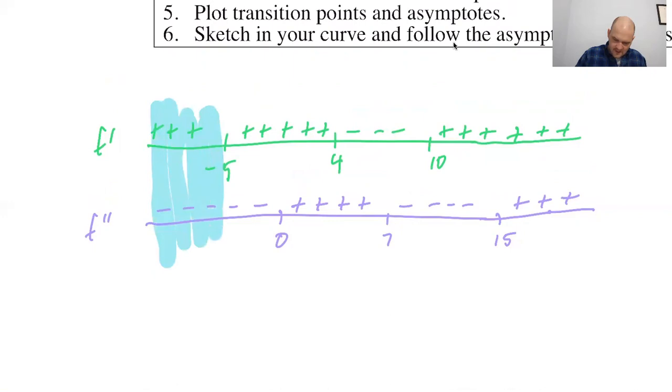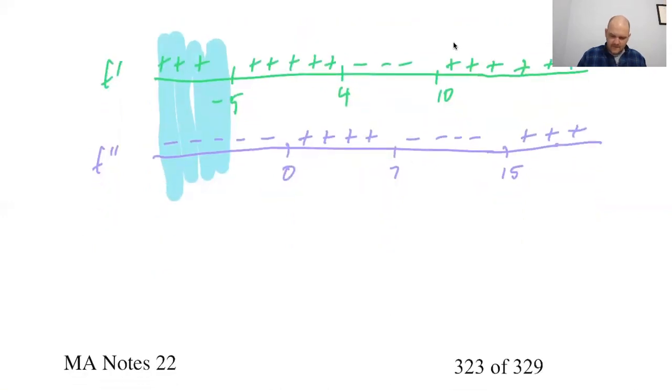So on this region, f prime is positive, f double prime is negative. F prime is positive, so increasing, f double prime is negative, concave down. So I know that the function looks sort of like this, somehow.